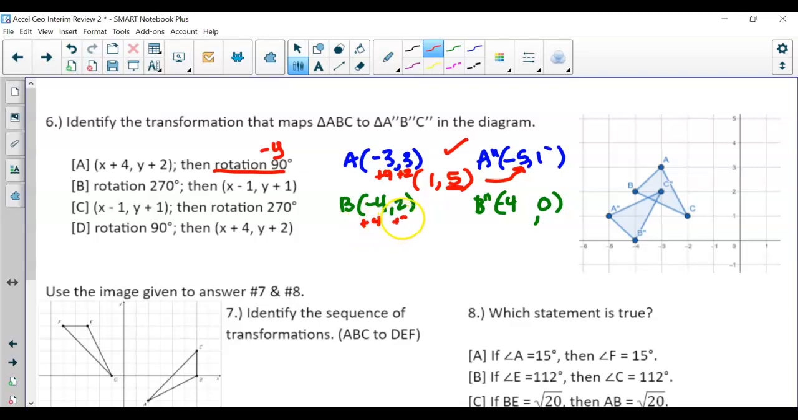So let's now check with B. Add 4 and add 2, right? 4 to the right, 2 up. So we're at 0, 4. Then the rotation, change the Y and switch. Yes, that's why the answer is A.